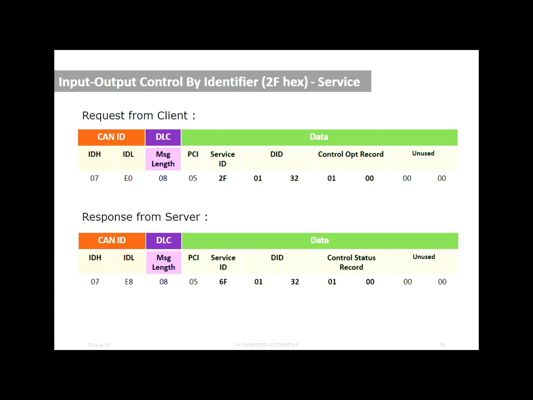So for input and output control, we have 2F, and the respective NRCs we have are 13 incorrect message length or invalid format, 22 condition not correct, 31 request out of range, 33 security access denied.